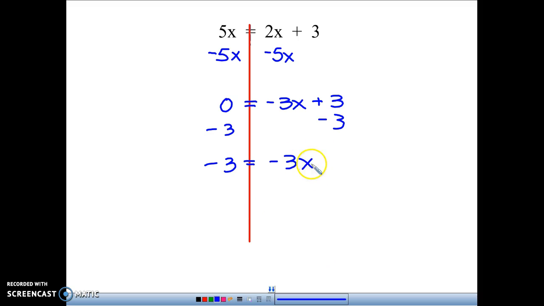I want to get x by itself. It's being multiplied by negative 3. How do you undo multiplication by negative 3? Yeah, you divide by negative 3. And what you do to one side, you must do to the other. So here we get x equals negative 3 divided by negative 3, which is positive 1.